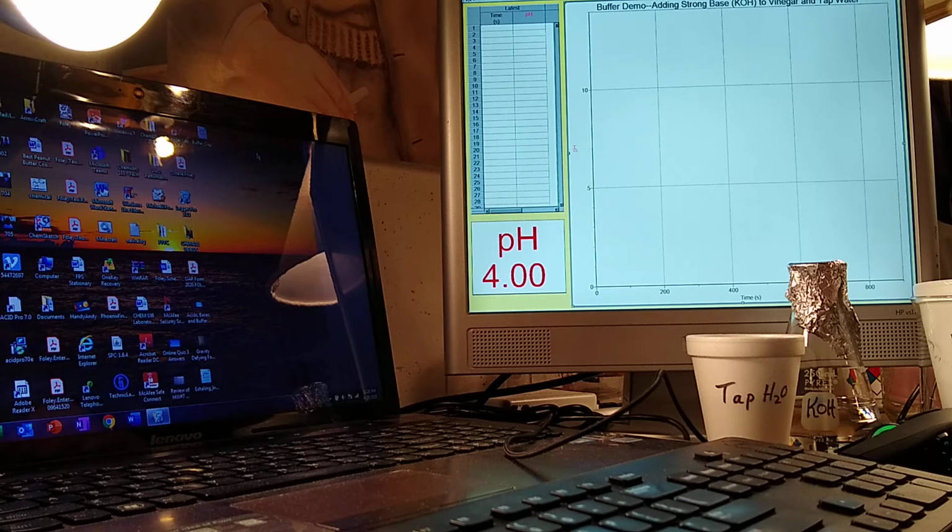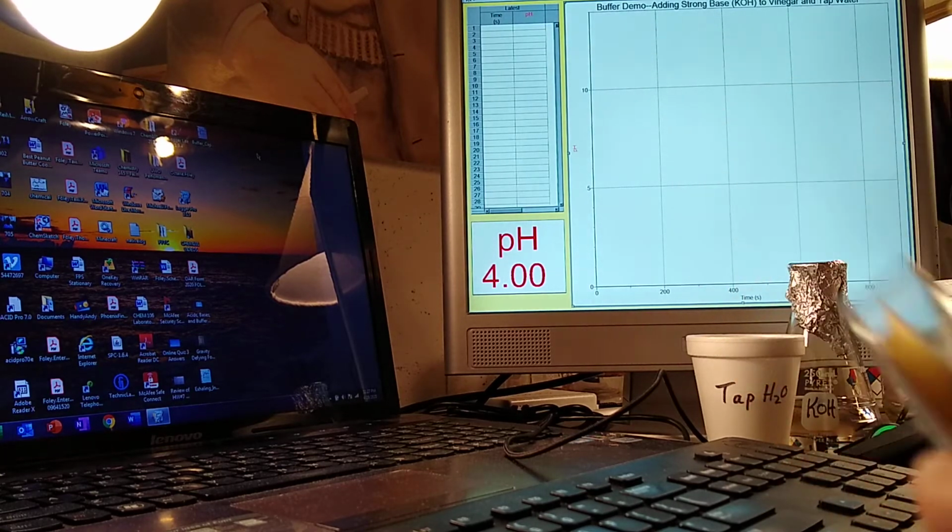So if I put it into tap water, it didn't even really change color. Maybe turned a little bit green. You can't really tell in the video. So yeah, that's about pH 7. If I dip it into the vinegar, this is a weak acid, so it turns sort of a yellow-orange, so pH 3 or 4 according to this.